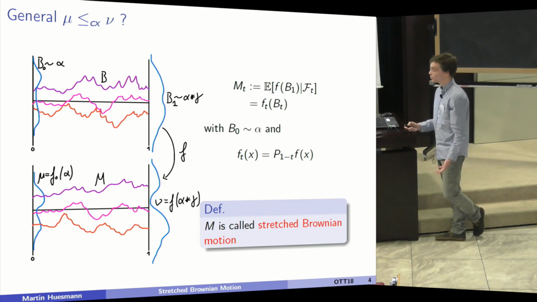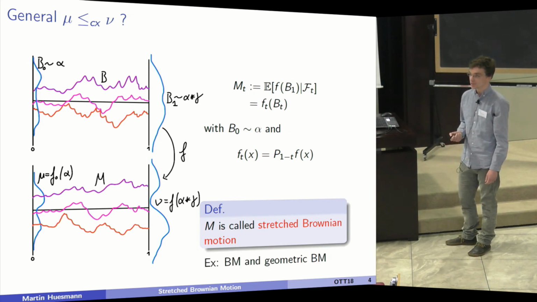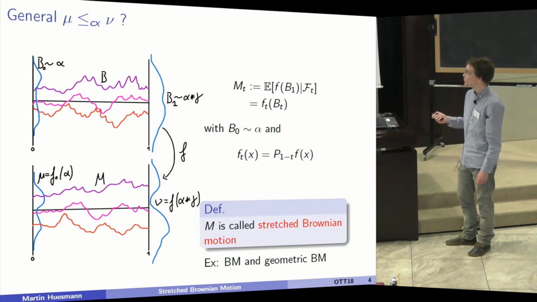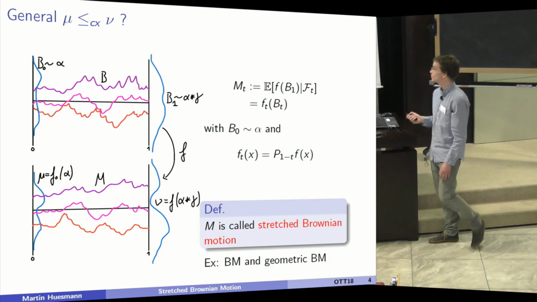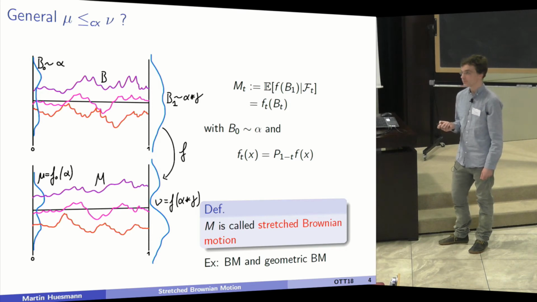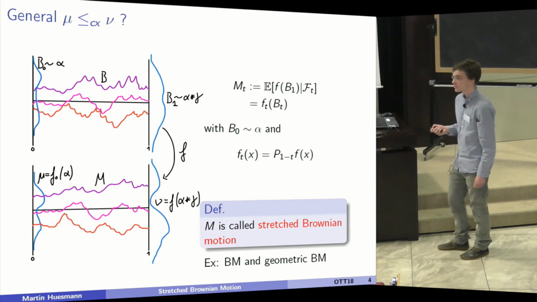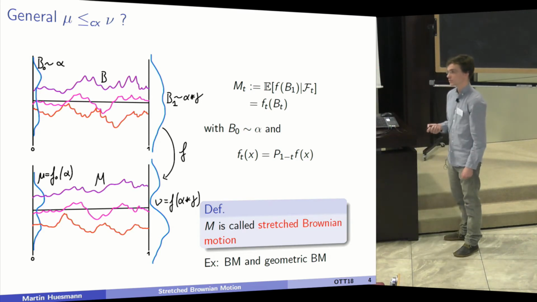Okay, so there are certainly some examples of stretched Brownian motion, and the easiest example is the Brownian motion itself, because sure, this is a Brownian motion, you don't need to do anything. But there's also a less trivial example, which is geometric Brownian motion. You can convince yourself that this is also stretched Brownian motion. It's e to the Brownian motion minus compensator.